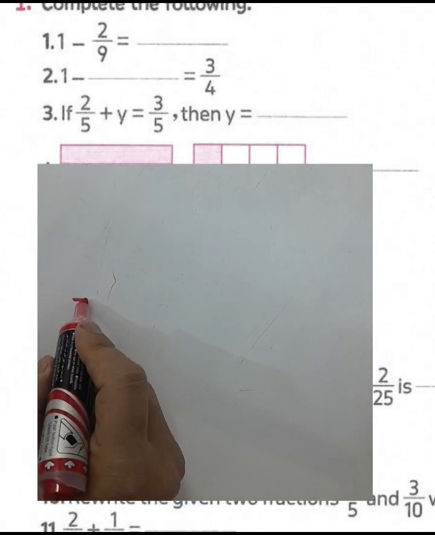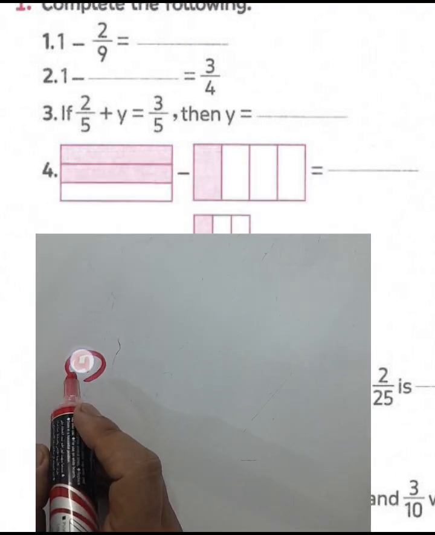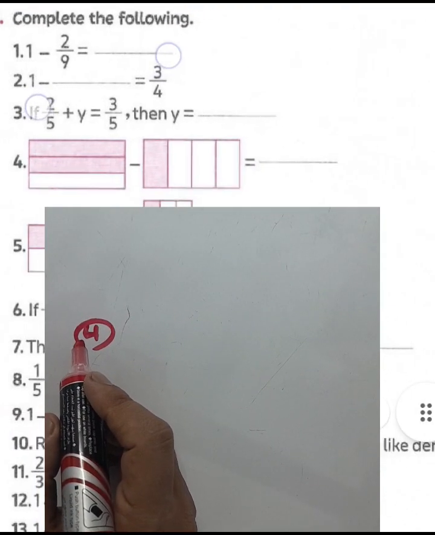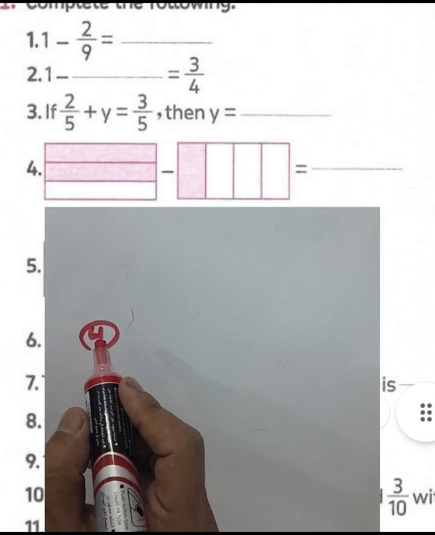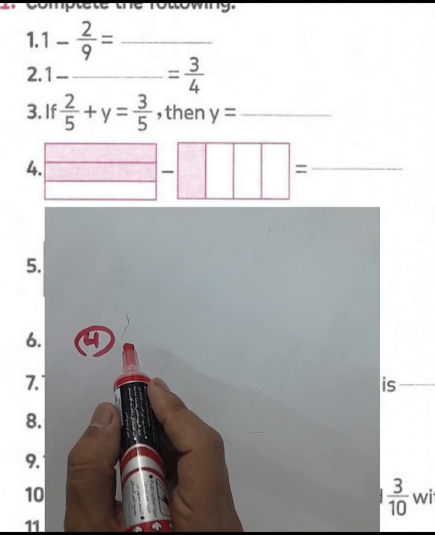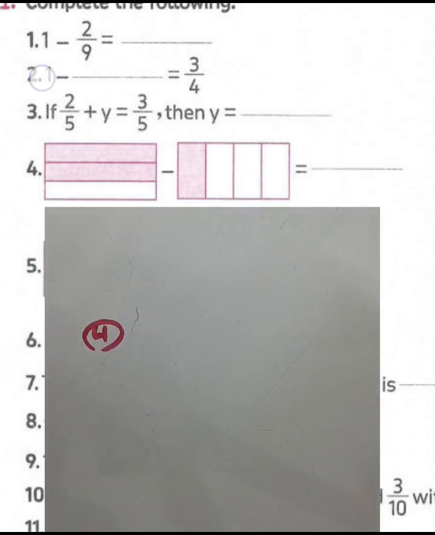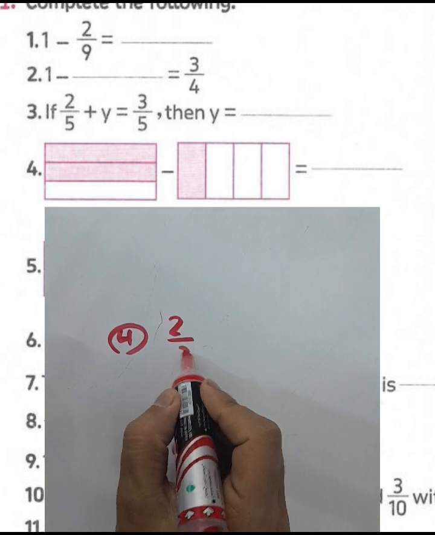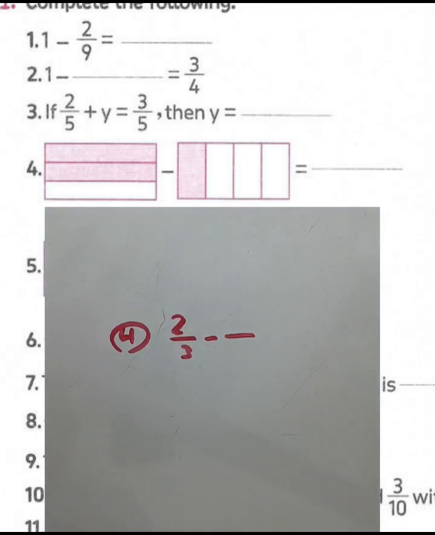Number 4. We can find the difference between two models here. First, convert to fractions. We have two parts colored here, 2 over 3. Subtract by here, 1, 2, 3, 4. One part colored from 4 parts.